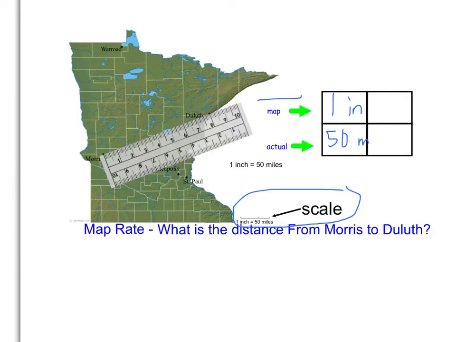Okay, so you see that the map is on the top and the actual distance is on the bottom. On the top it's inches, on the bottom it's miles, so that makes it easy for me to know where my inches should go. I have 8 inches as my known value, so I'm going to put that on the top because remember, we want our top values to match. So I'm going to crisscross multiply, divide by the lonely guy, and I have 400 miles. That's how far it is from Morris to Duluth, approximately.